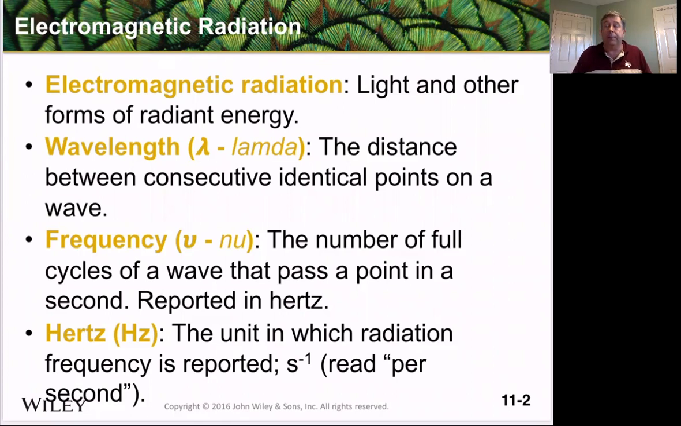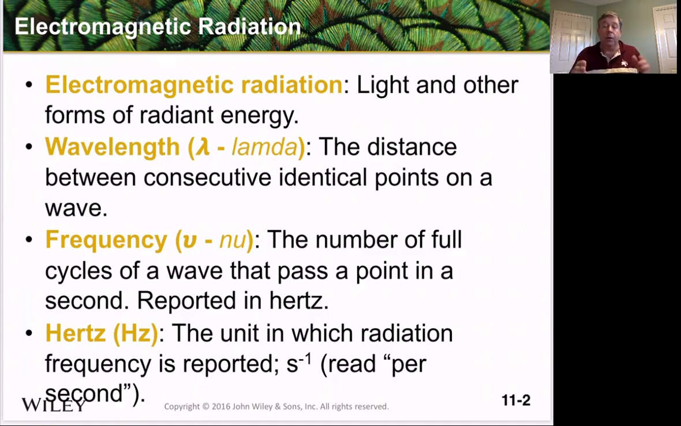As the name implies, there's an electric component to it and a magnetic component to it. So the electric and magnetic components of light can interact with molecules and other matter to give us an insight about what kind of bonds or atoms we might have.